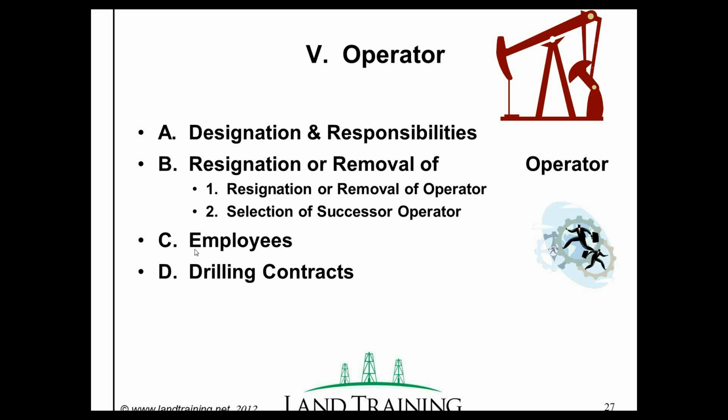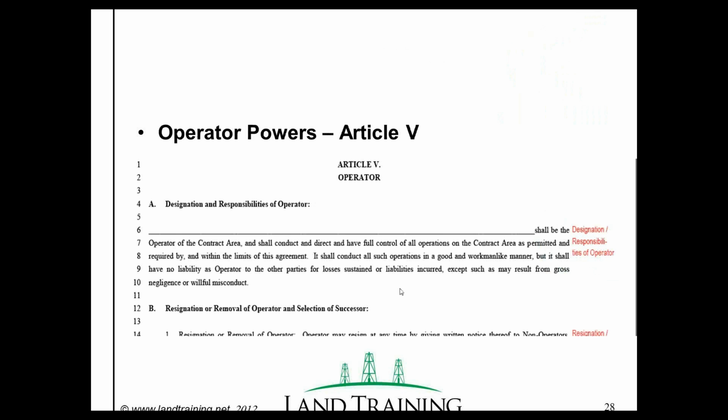The operator is in complete control of the employees. They can hire, they can fire. They are also in complete control of getting drilling rigs and paying for the drilling contracts, and they can even be their own drilling contractor as long as they're paying what the market is. So they can even hire their own company to be the drilling contractor and charge the other joint operating agreement parties, as long as that drilling contract is similar to what other drilling rig operators would charge in the area.